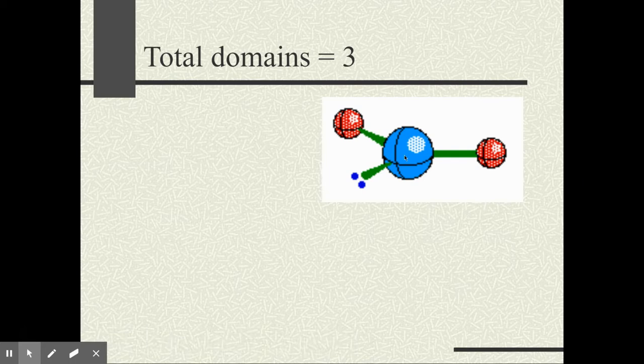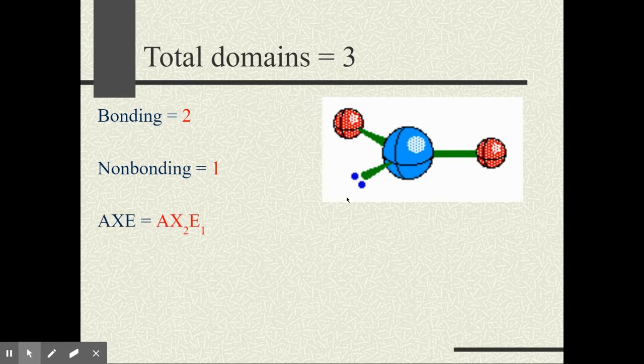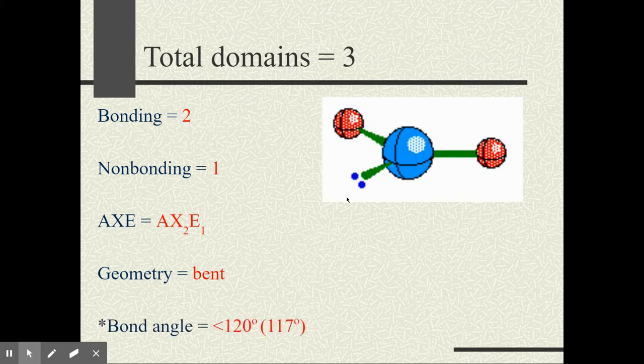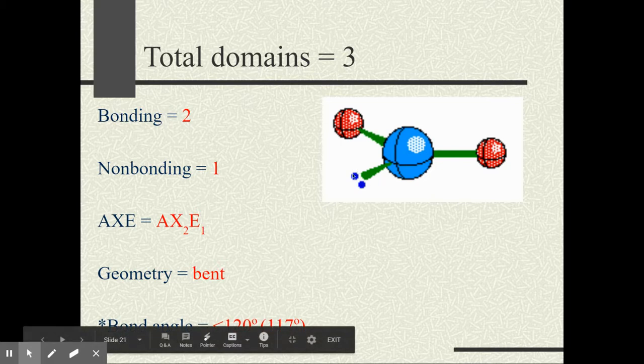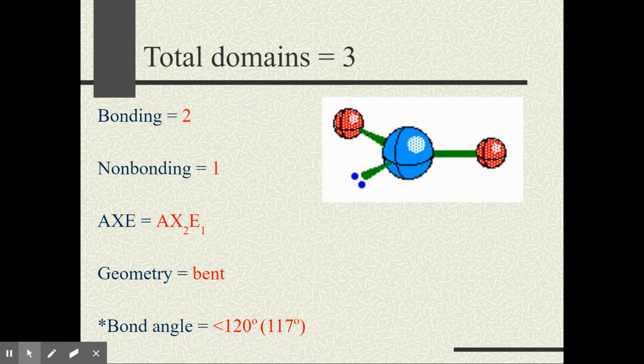Now, this one also has three domains, but I took a bond off and now I have a lone pair. There's still three domains. The AXE configuration, however, has changed, right? So now it's AX2E1. The geometry of an AX2E1 is bent. The bond angle is a little less than 120 degrees. So what's happening is that these lone pairs of electrons are more repulsive, so they're kind of squishing these bonds together. So what you need to know for the AP exam is less than 120. If you say specifically 117, that's great, but less than 120 would be okay. And again, because of that lone pair.